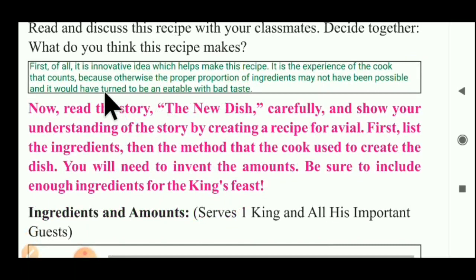So I give the answer to your question here. You have to write these question answers in your textbook. First of all, it is an innovative idea which helps make this recipe. The recipe gives innovative ideas to us.